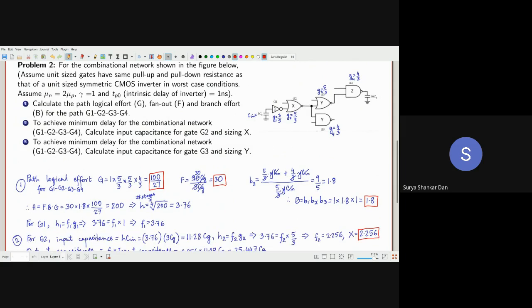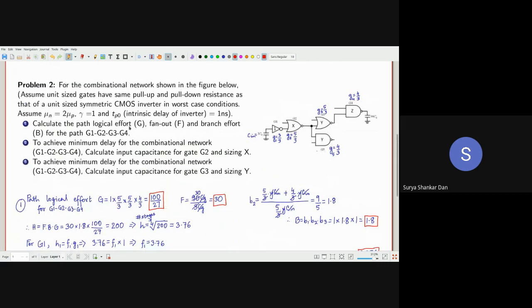Okay, so problem number two. Now in problem number two, it becomes slightly more complicated because of this branching. We will understand that. So what we have to do over here is for the combinational network. Okay, so by the way, question number one and question number two were in the midsem. Those were designed by me. And the second problem in the midsem, you have already seen the solution, I guess. So it was a very simple way if you understand it.